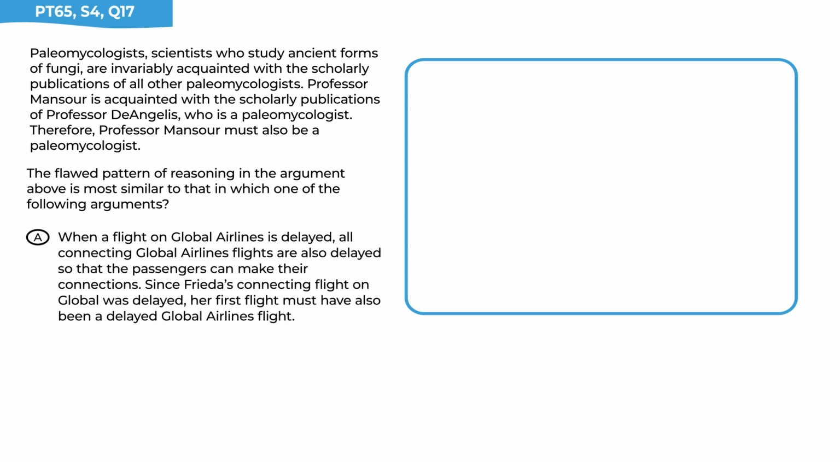When a flight on Global Airlines is delayed, all connecting Global Airlines flights are also delayed. And here we have the word when, which builds a rule. So when the Global Airlines flight is delayed, then all connecting Global Airlines flights are also delayed. So if the original flight is delayed, then the connecting flights are delayed. And then we're told since, which is giving us an organizational language cue. It's actually prompting us that the conclusion's coming up. First, we're going to get a premise, and then after the comma, we'll have the conclusion.